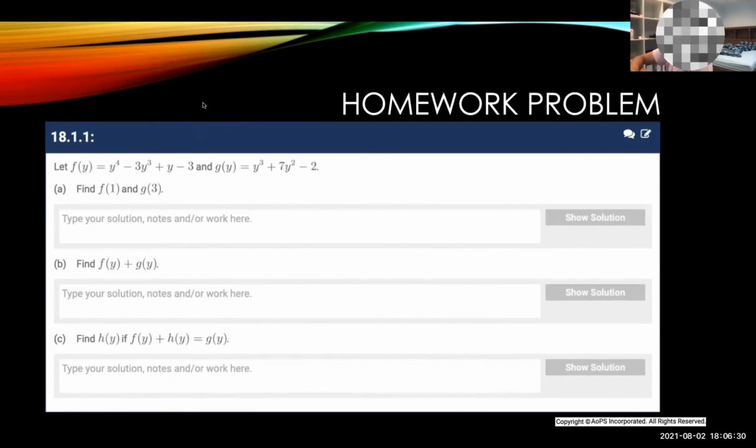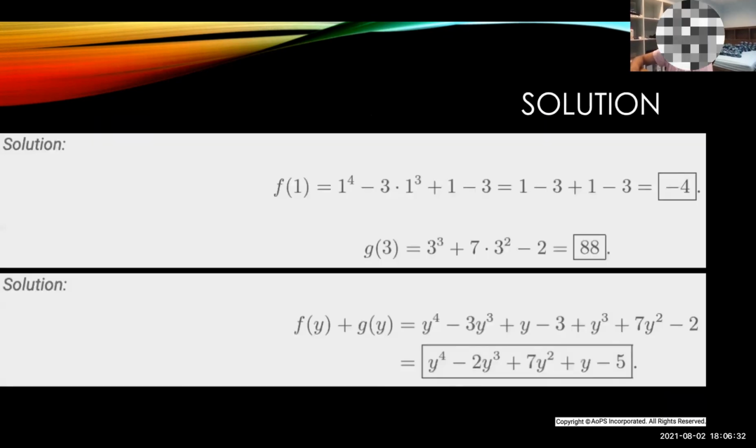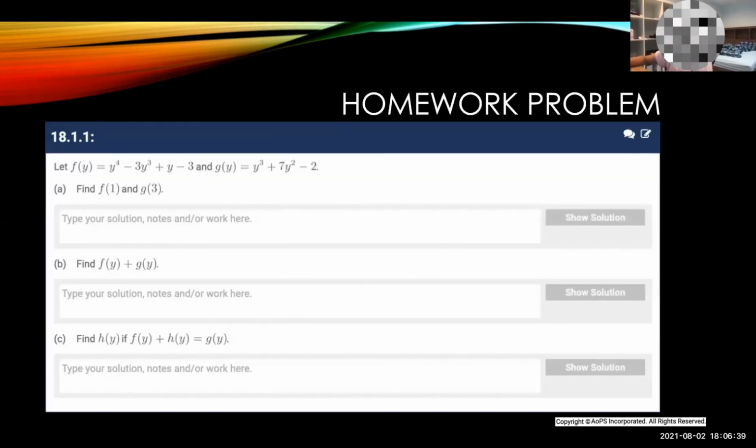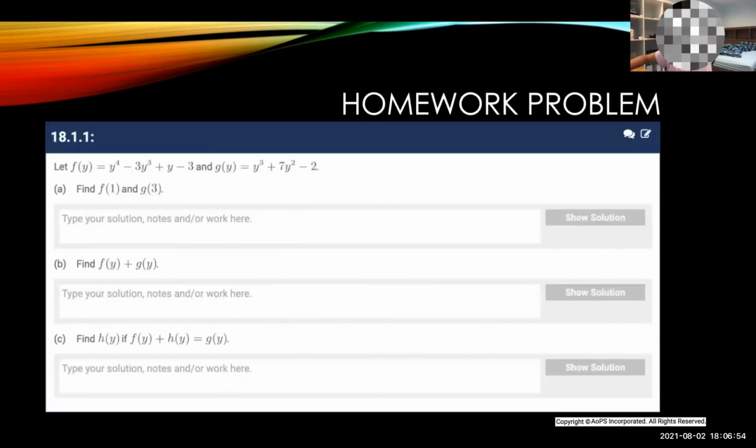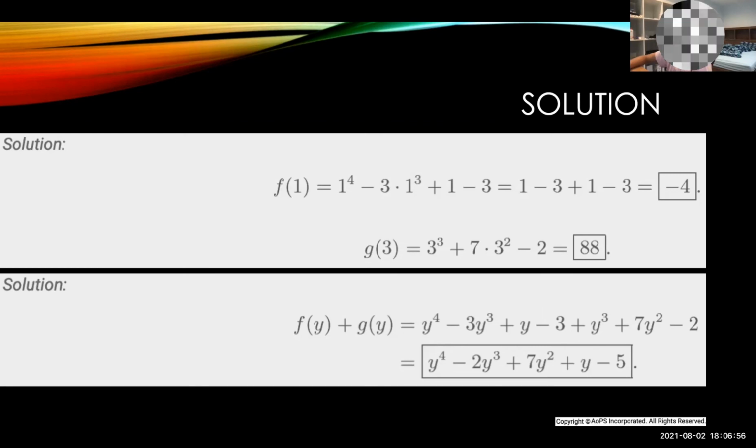Okay, so this is the last problem. We're going to go over the solutions for these. So find f of y, f of 1, and g of 3. This is pretty basic. Just plug them in, and you get these. First is 88, and B is this. You just add the two functions together, and you get that.